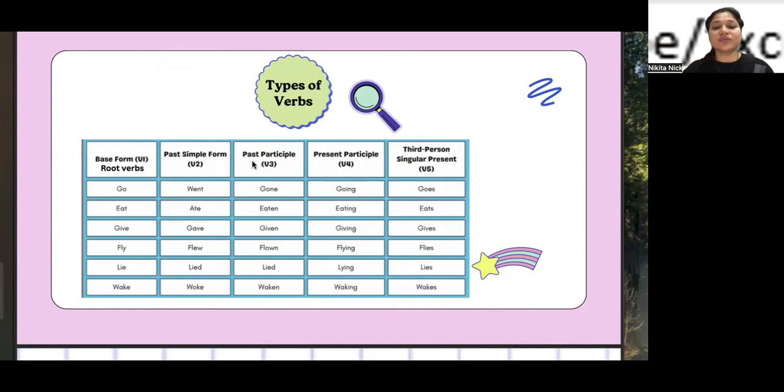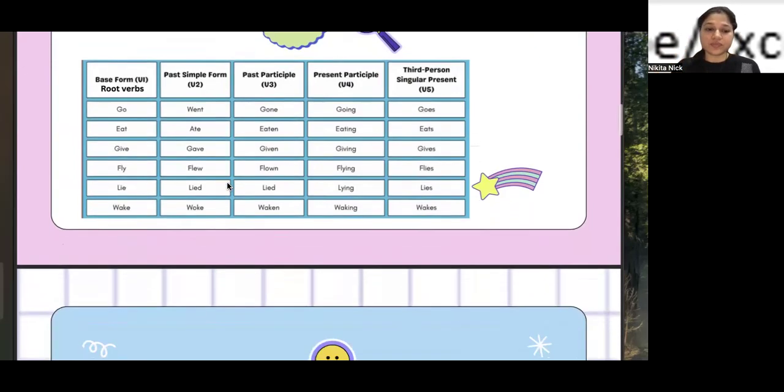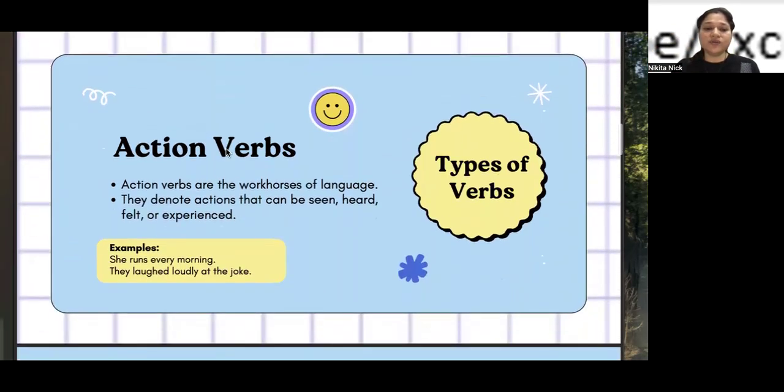Now see, it's clear now. V1, V2, V3, V4, V5: go, went, gone, going, goes. So you can also do one more thing. Just to remember it, you use the helping verbs as well. All right. So, types of verbs.